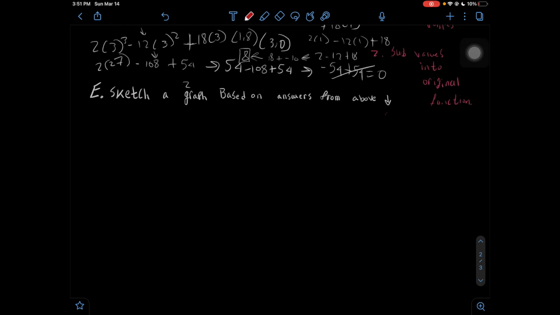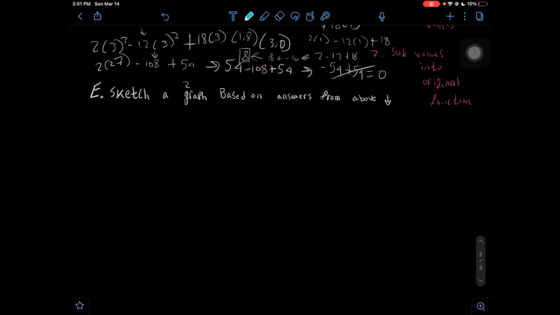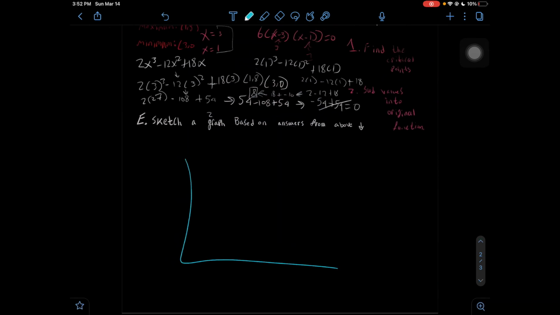So we're going to sketch it below as this arrow is indicating. Based on the answers, what I like to do, let's go ahead and do a light blue. Here, what I like to do is start off by marking my critical points. We said our critical points were at 1, 8 and 3, 0. Let's just mark those points really quickly, in a different color. Let's go with off-white: 1, 8 and 3, 0.